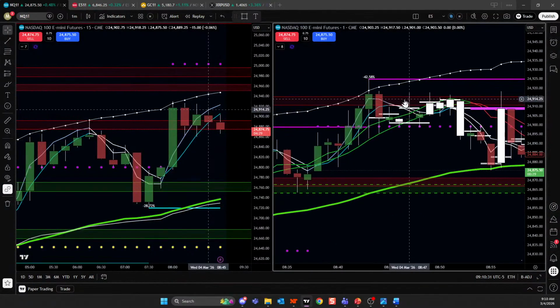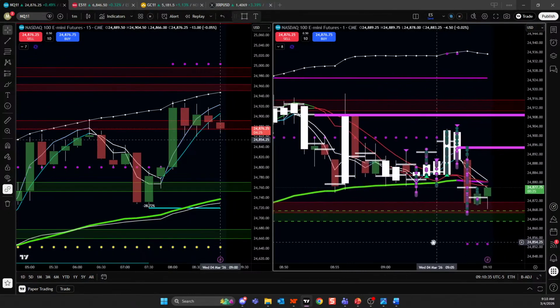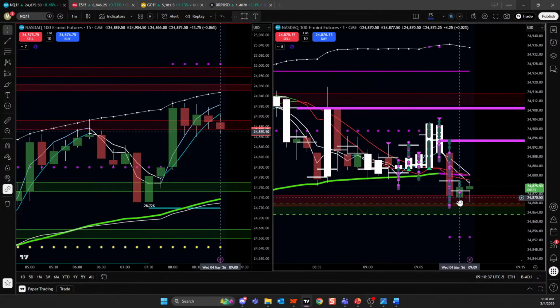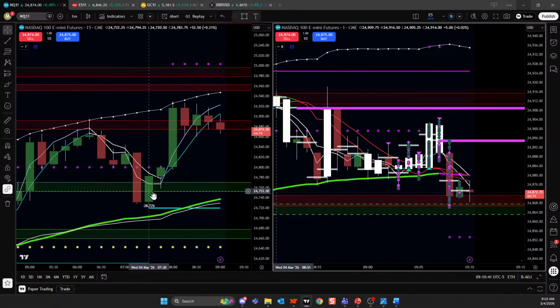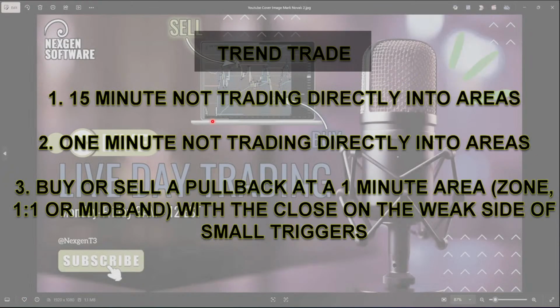That 1-minute area stopped and halted forward progress all the way down to the lower area that appears to be stopping and halting progress. Lines on a chart can create a bounce. Is everybody good with that? That's the easiest way to use the areas. Don't trade directly into them. They could stop the market. So let's go through the trend trade, guys.